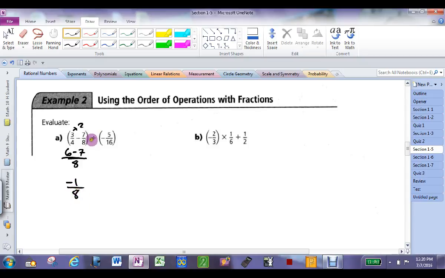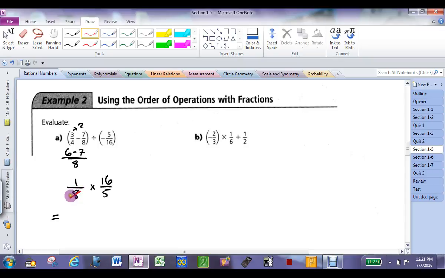Divided by. We don't really divide. What do we do? Multiply by what? 16 over 5. And that's a negative, isn't it? Because of the negative. Do I care about the negatives? No. So I'm going to go ahead and erase them. Because the answer is going to be what? They're both the same sign. Positive. Now, check diagonally. Do 8 and 5 work? 8 and 16 work? Yes.